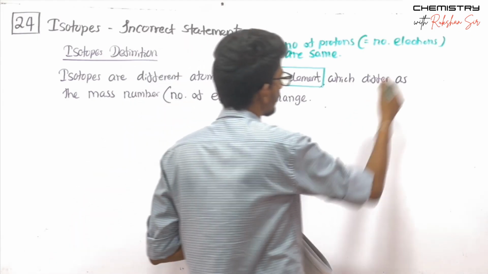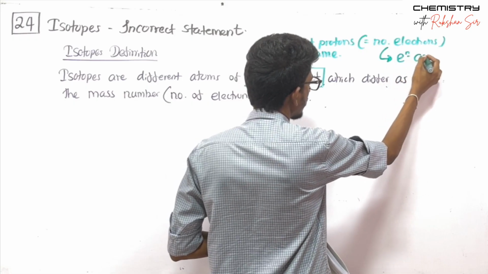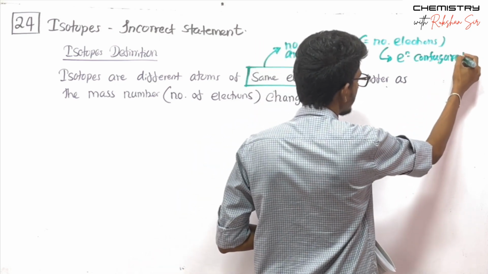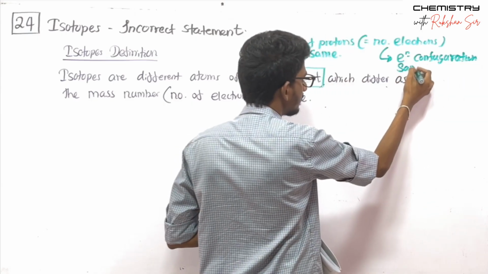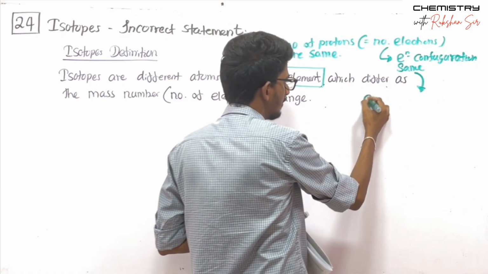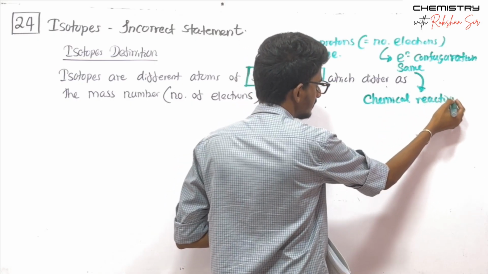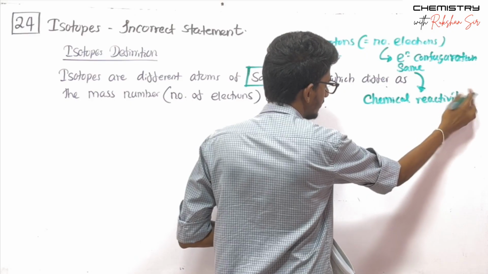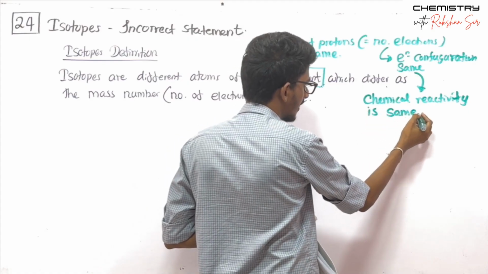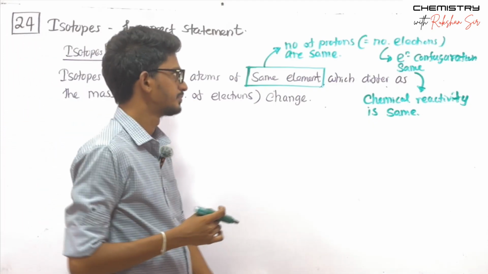As the number of electrons is the same, the electron configuration is the same. Electron configuration being the same means chemical reactivity is the same. So with isotopes, chemical reactivity is the same.